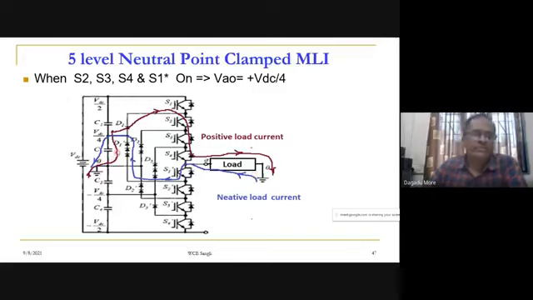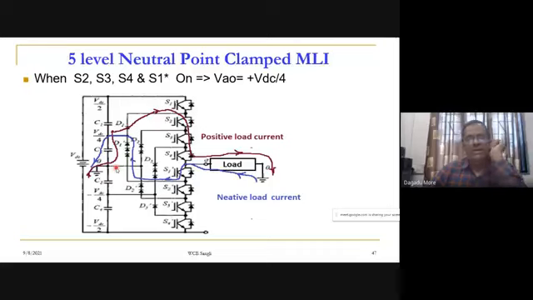We say that our C2 will supply the energy. Plus VDC by 4, C2 will supply the energy, whereas the load is in the opposite direction. If the load current is in the opposite direction, that will be shown with a blue color. And in that case, our S1 star will be on, and through these three clamping diodes, a charging of the capacitor will take place. A negative current means the charging of capacitor C2, a positive current means a discharging of capacitor C2.